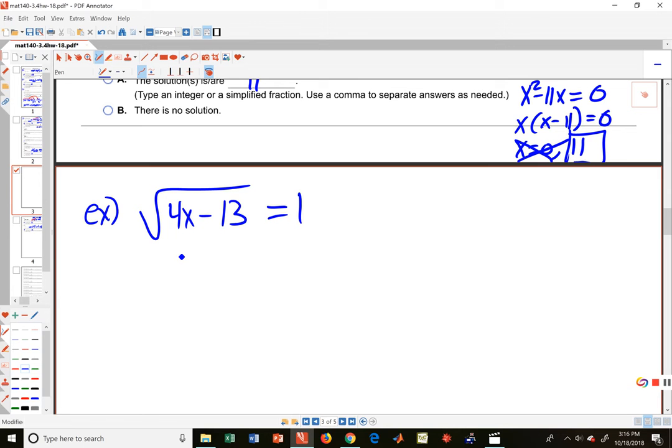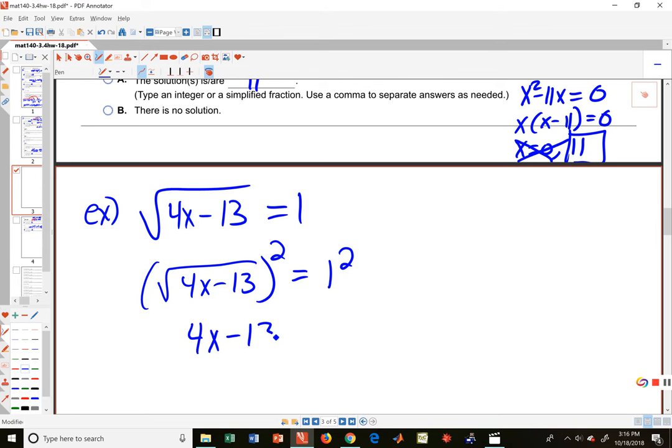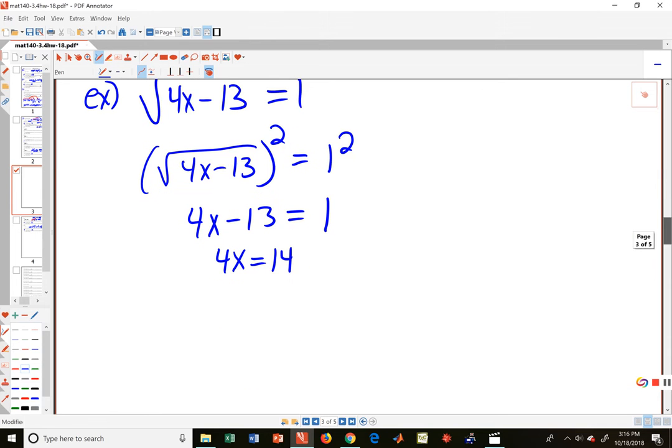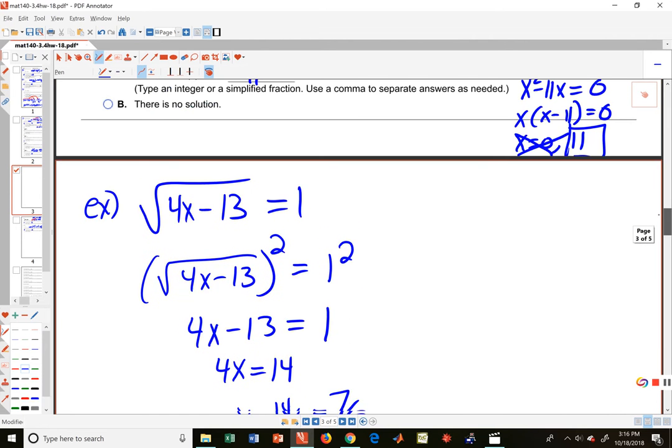What we're going to do is square both sides. When you square a square root, the square root goes away. But we have to be cautious. Sometimes erroneous solutions are created. It's not going to actually happen on this problem, but you do have to be cautious. Now we're going to add 13 to both sides, and so we get 14. In this case, x is 14 quarters, which reduces to 7 halves.